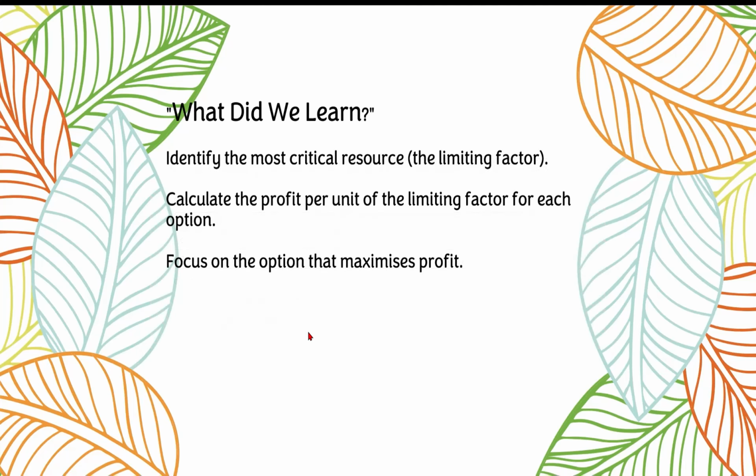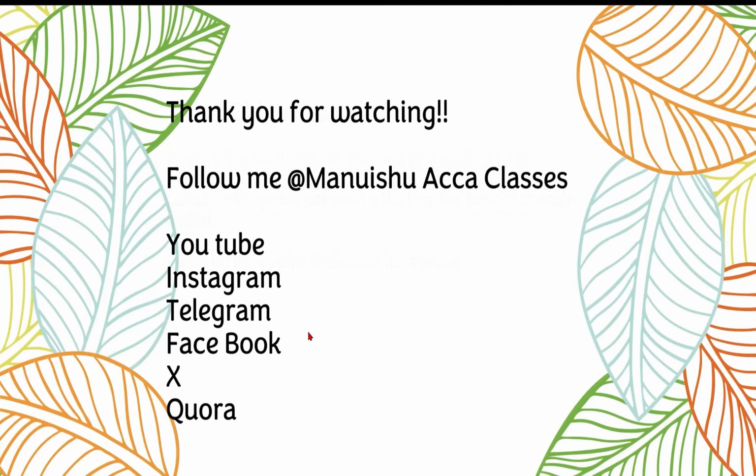So what did we learn? In limiting factor, first we need to identify the limiting factor or the bottleneck or the constraint. Then we will calculate the contribution, then contribution per unit of the limiting factor. Then we will rank the products and start our production plan. So this is for the single limiting factor.